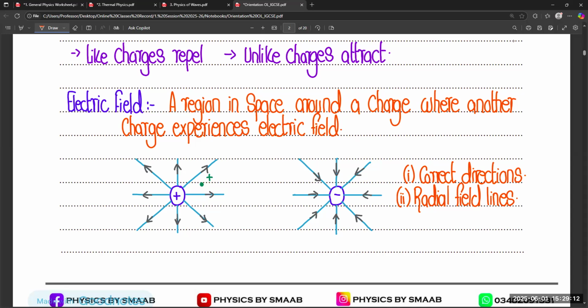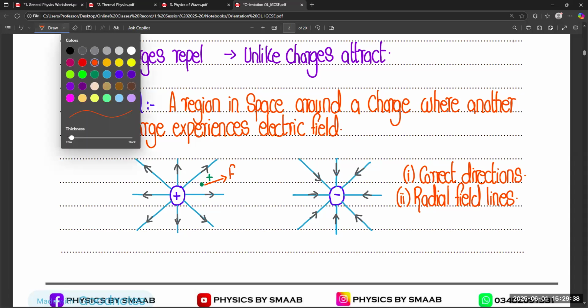If you place this positive charge in the positive electric field, what will happen? The positive charge in the center repels the positive charge that is marked with the green color. So this is the direction of the force on the charge, the force of repulsion, right?